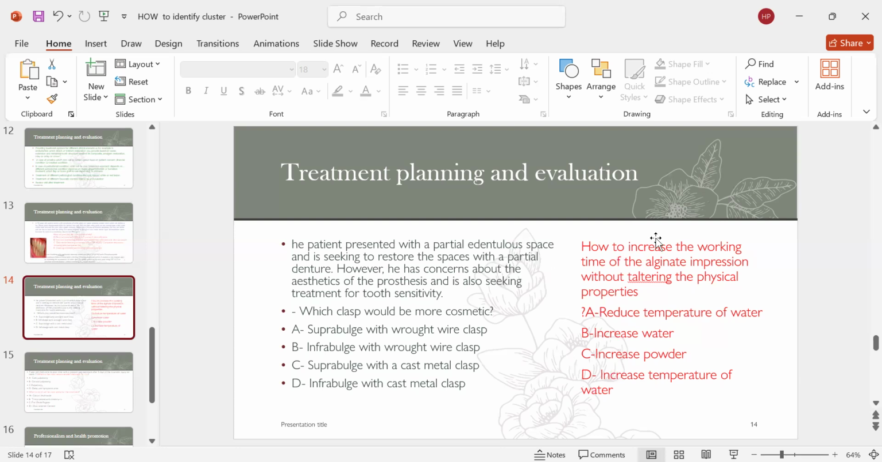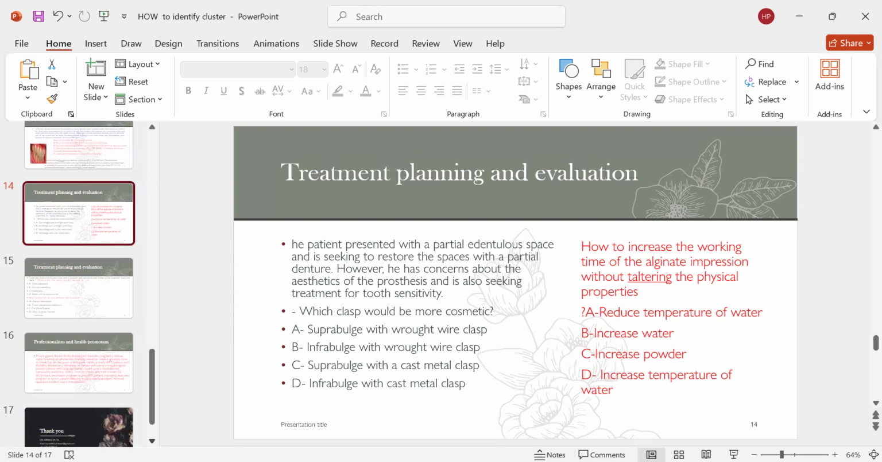Okay. How to increase the working time of the alginate? You are going to decrease the temperature. So these are the basic questions that will give you an idea about treatment planning and evaluation.